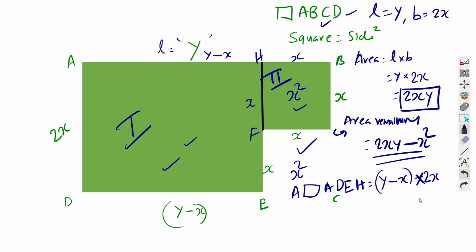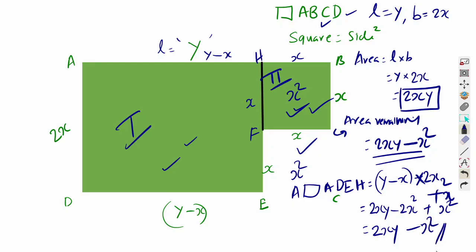So length into breadth will be written like this. Then you have to add this particular x square to it later. So this one is equal to 2xy minus 2x into x, 2x square, plus the x square of this one. So what will happen? 2xy minus 2x square minus x square is only x square will remain. So then also we get the same answer as our formula of the remaining area, or formula of the green shaded portion.